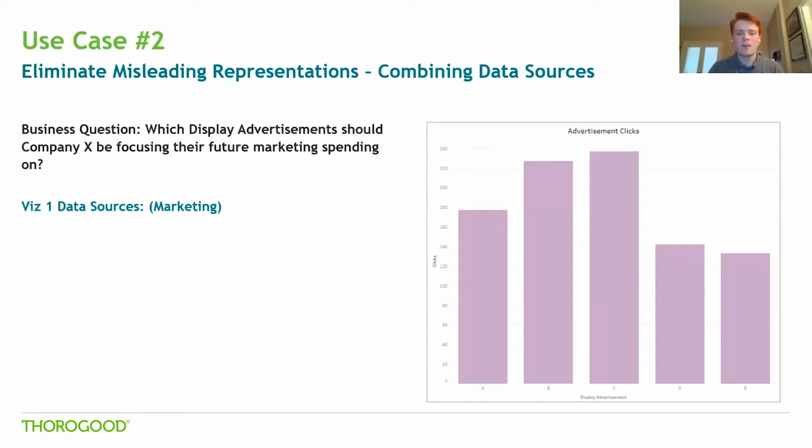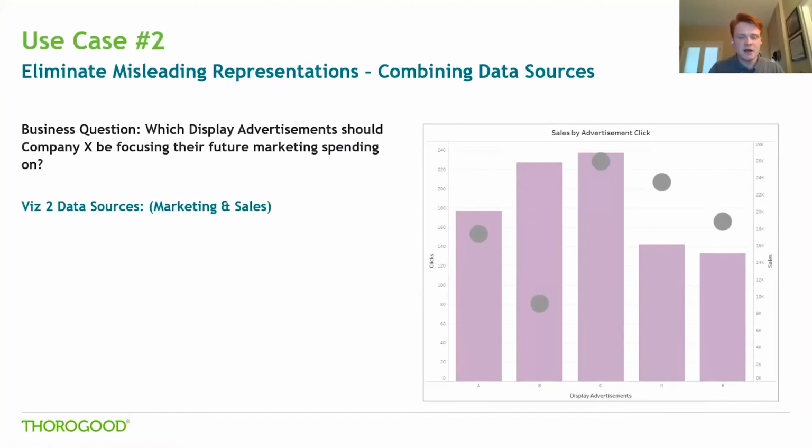By pulling this marketing data onto this visual, we can see on the right here the number of clicks each of the company's advertisements has received. Looking at this visual alone, it's pretty clear that advertisements B and C are obtaining the most user interactions or user clicks. Again, based on just this visual, if one is going to answer the business question, it might appear pretty obvious that company X should focus their future marketing spend on rerunning these advertisements B and C.